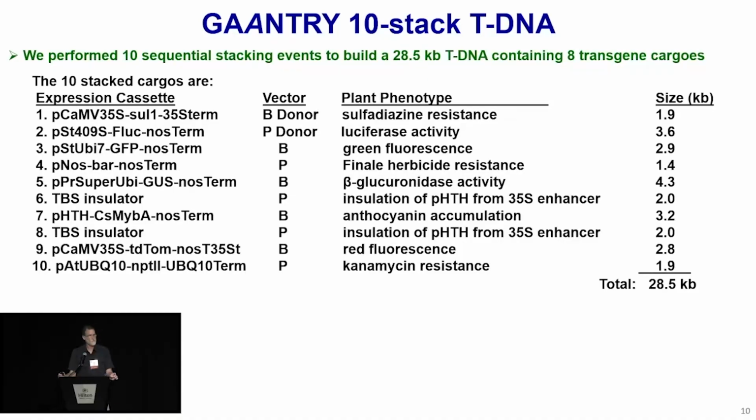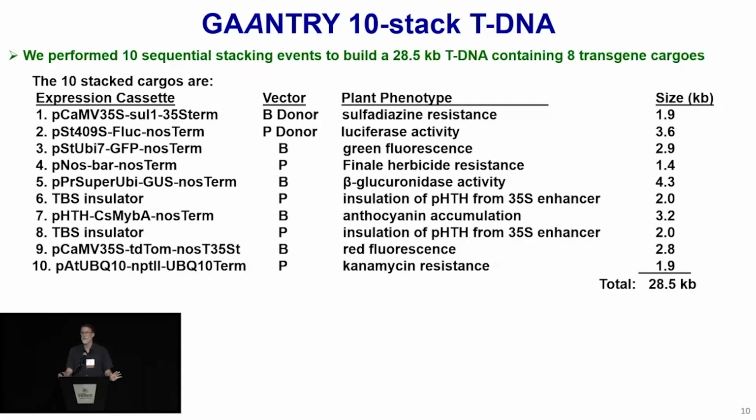The other one is that the first cargo that we inserted was actually a selection marker. It was stack 1. It was the 35S promoter on this SUL1 gene, which confers resistance to an antibiotic, sulfadiazine. The reason we put a selection marker near the left border is because that's the last part of the tDNA that gets transferred from agrobacterium. So if you use selection for that last cargo sequence, you're ensuring that presumably a complete tDNA got transferred from the agrobacterium into the plant.